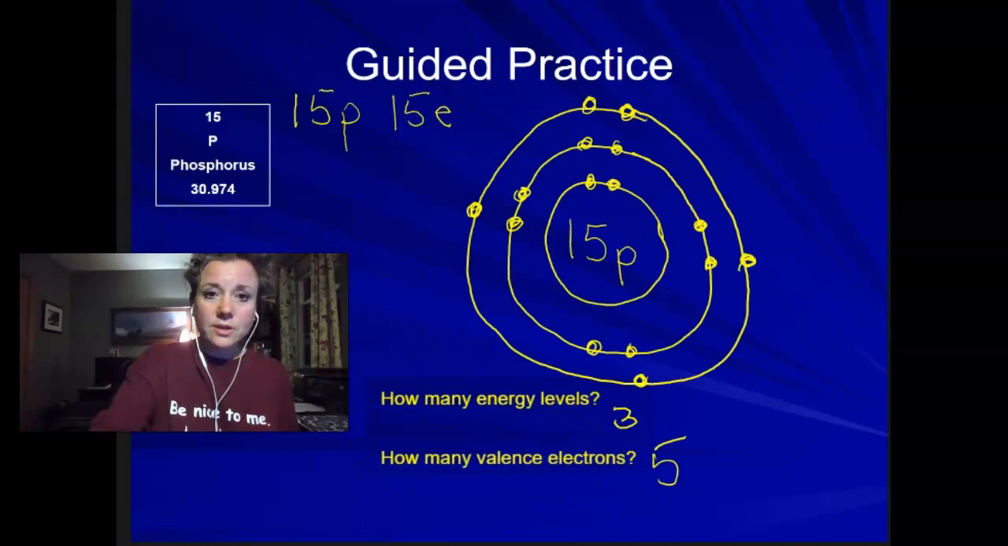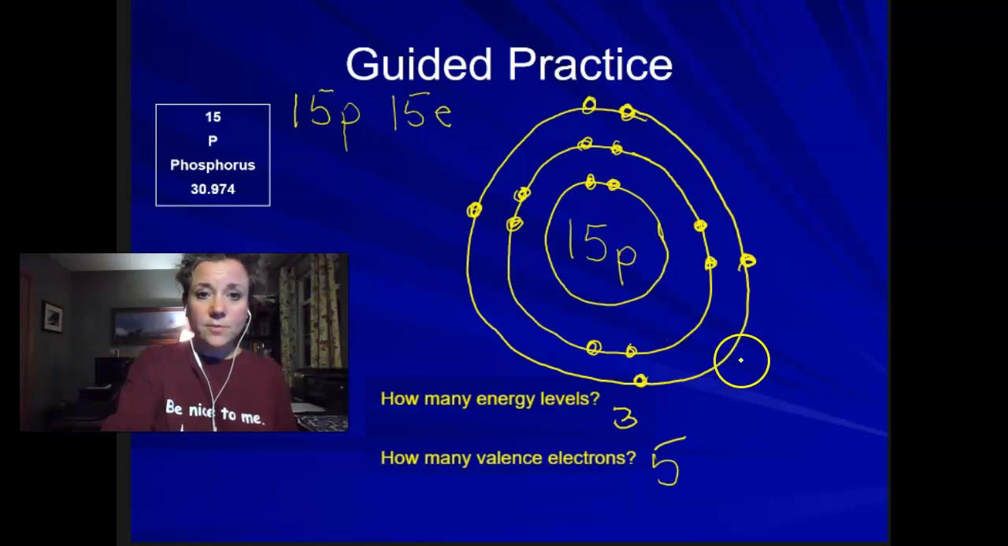And this is your answer for phosphorus. 15 protons in the center, 3 rings, 2 electrons in the first ring, 8 in the second, 5 in the third. We should have 3 energy levels and 5 valence electrons. So I hope that you did okay on that, and if you didn't, make sure that you ask me some questions about that during class.